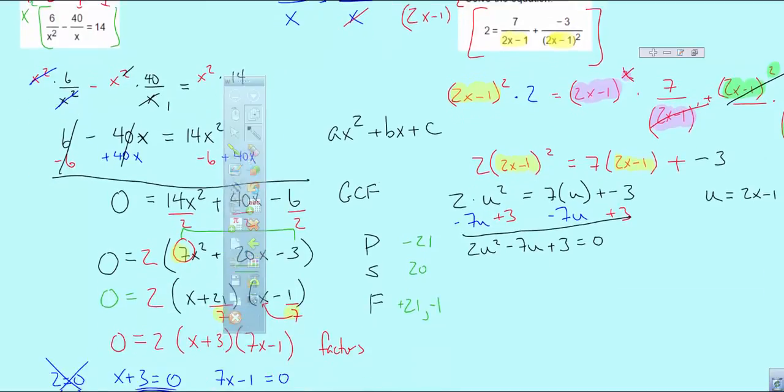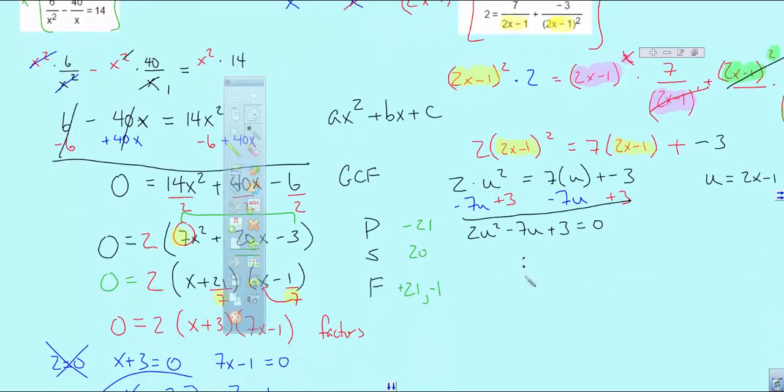And I'm not done. That's a quadratic, but I'm going to leave that for you to finish up. So you would do your product, sum, factor. You'd find your factors, you'd find your solutions, and then you'd bring those solutions up and test them to see if they'd work, just like we did on the previous ones.